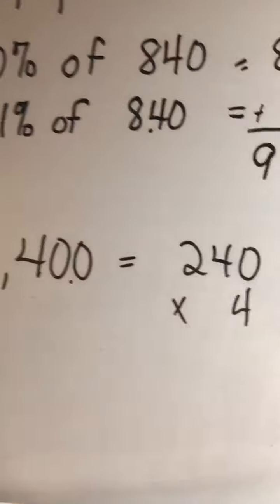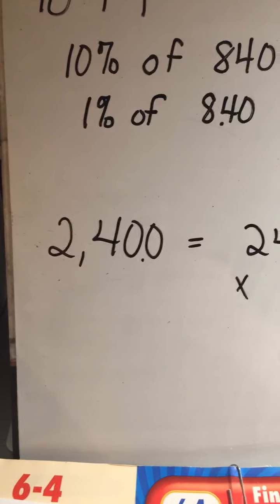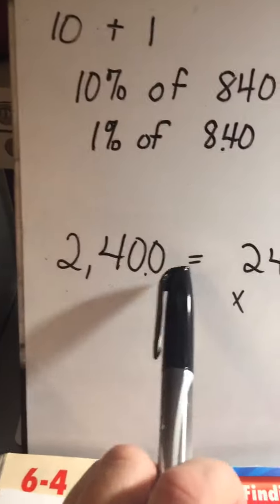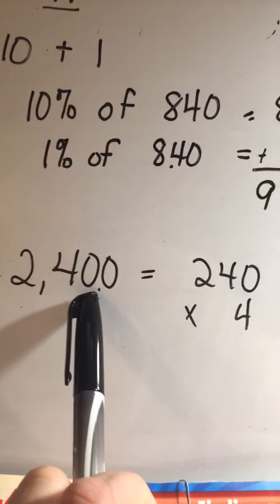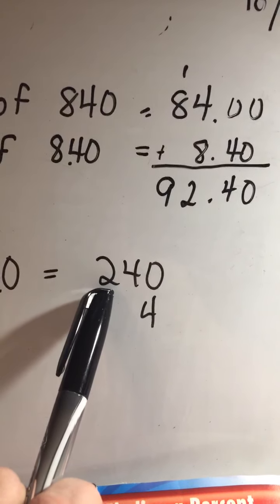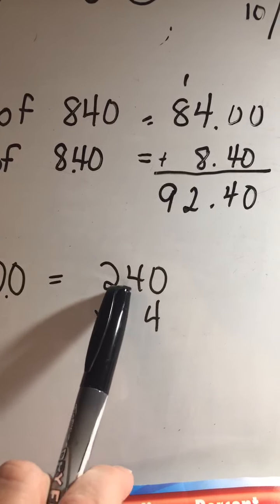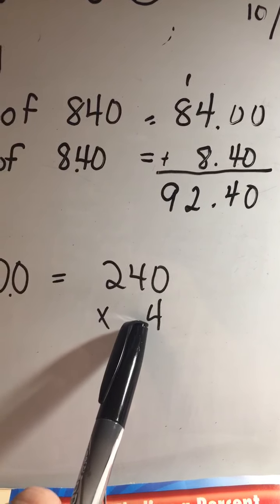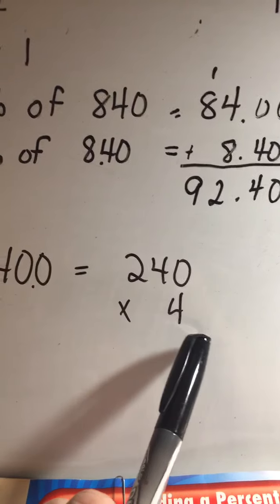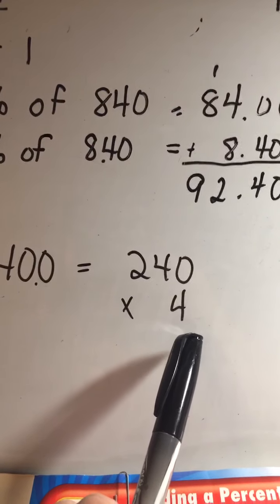And I'll go ahead and show you that. See, now we have 2,400. I moved the decimal point over one place to the left. I have 240, that's 10%. But I have 4 groups, so I'm going to multiply this times 4, and you should come up with 960. Okay, that is mental math. All right, I'm going to erase my board.